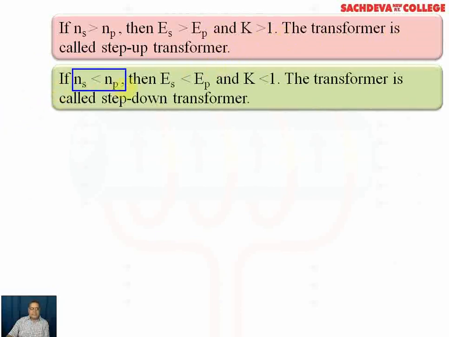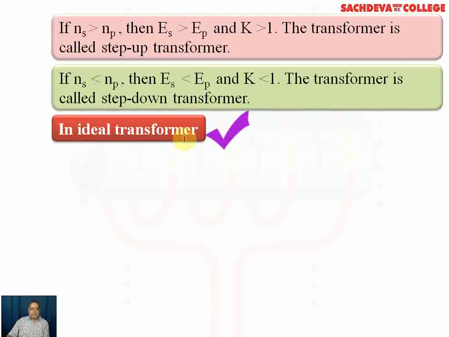If Ns is less than Np, Es is less than Ep, and K is less than 1, then the transformer is called step down. That is, high voltage is converted into low voltage. So the necessary condition for a transformer to be step down: Ns must be less than Np, Es must be less than Ep, and K must be less than 1. So what is the transformation ratio of a step-down transformer? K less than 1. And in the step-up transformer, the transformation ratio must be K greater than 1.